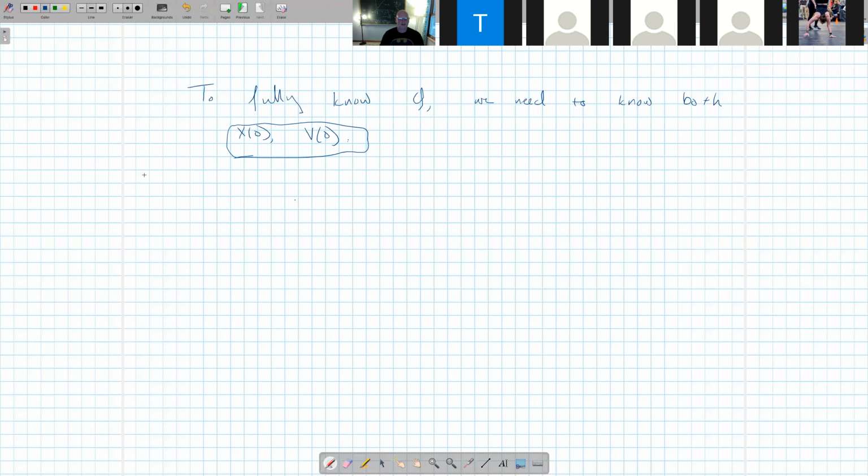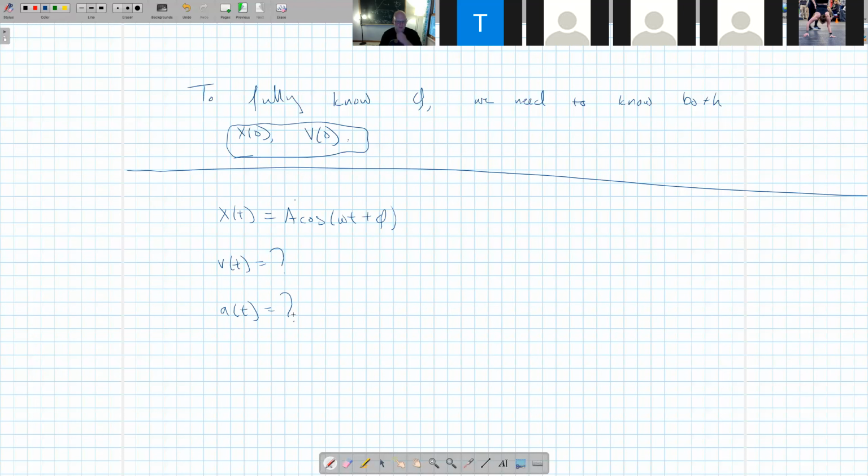And one other thing I want to talk about before we move on to the next part: we know the position as a function of time, but what are the velocity and the acceleration as functions of time? These are two other quantities that we want to know. Well, in a calculus setting, to find the velocity, we would take the first derivative of the position. To get the acceleration, we would take the first derivative of the velocity, or the second derivative of the position. I'm just going to write those down here.